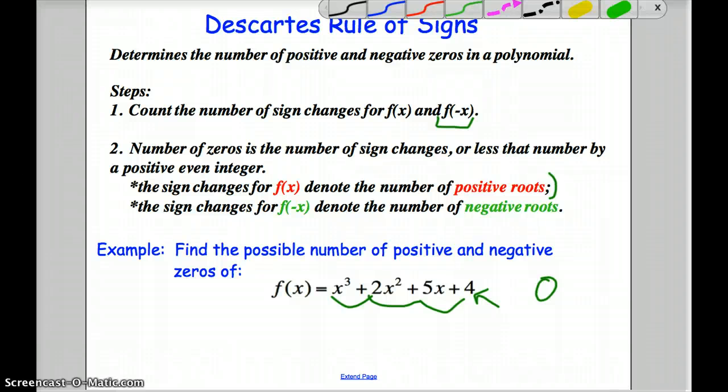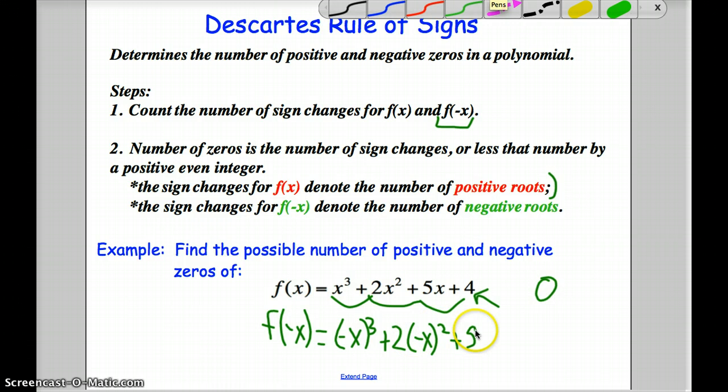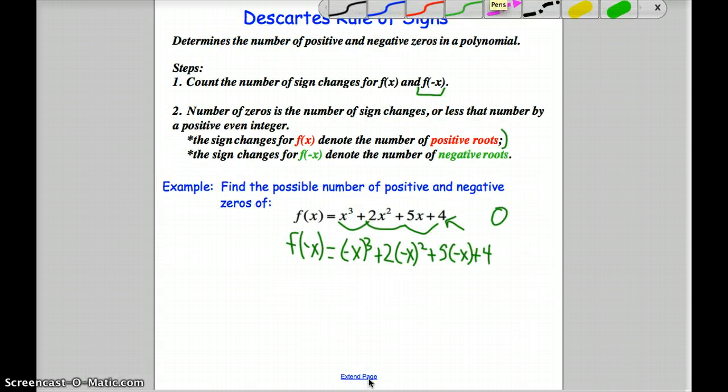So now let's test for negatives. We need to look at f of negative x. So what I do is everywhere I see x, I'm going to put a negative x inside. So negative x to the third plus 2 negative x squared plus 5 times negative x plus 4. Then I'm going to go about carefully simplifying here. Okay, I'm going to carefully simplify and see what I get. So I know a negative to the third power will create a negative. Okay, it will create a negative value.